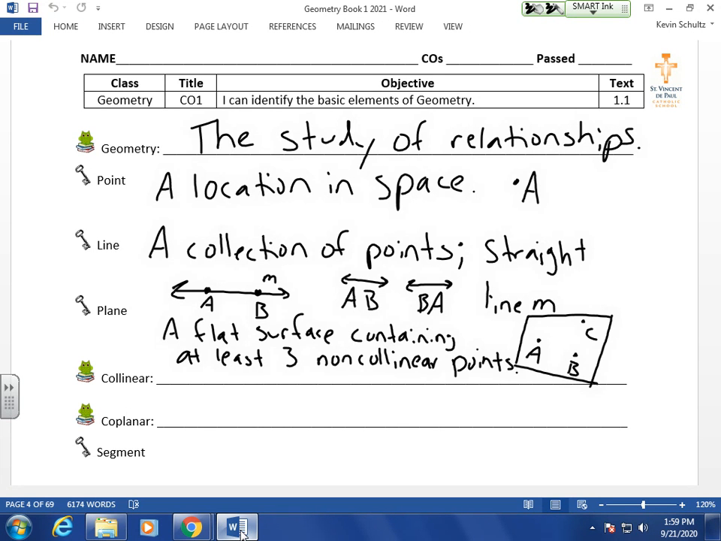So we're kind of building up here, right? We have a point, which is a single location. A line is a collection of those points that are collinear. And a plane would be if we have non-collinear points. Okay? They can still be identified as together as being in the same plane.